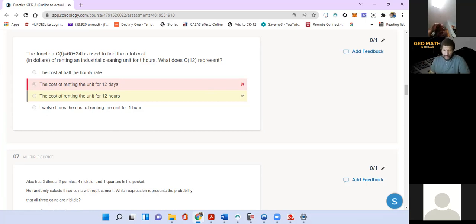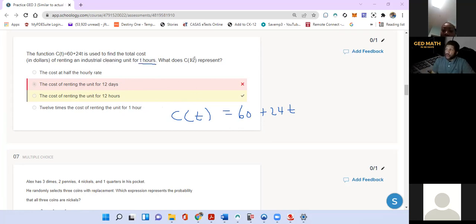So in this case, let me find my pencil. Your function is C(t) = 60 + 24t. What this is saying is that the cost function C needs the variable t in order to be evaluated. So in order to figure out the cost, it needs the number of hours that you're going to be using it. They tell you right here.